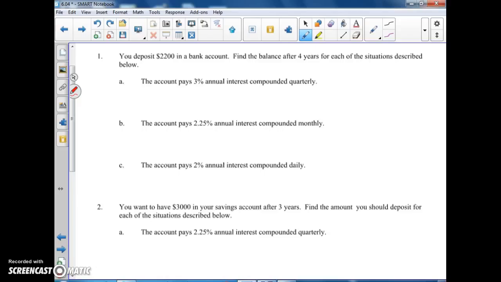Okay, so look over here on the board. Which equation are you going to use? Number 1, number 2, number 3, number 4? Number 3. So how much is A? A is what we're solving for. How much is P? 2,200. Then 1 plus, how much is the R? 0.03. How much is the N? 4, because it's quarterly. And then what power is it to? 16. 4 times 4 is 16 power.